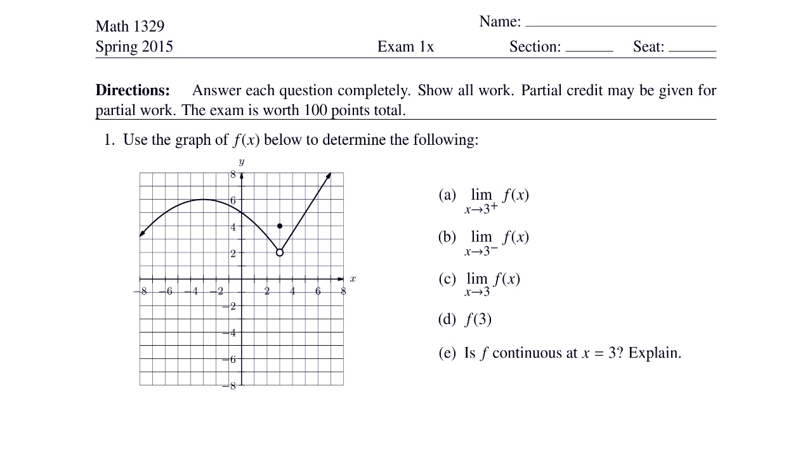Let's take a look at the answers for exam 1X. Question 1, we have a graph of a function. We want to find the limits as x goes to 3. The first one is x goes to 3 from the right.